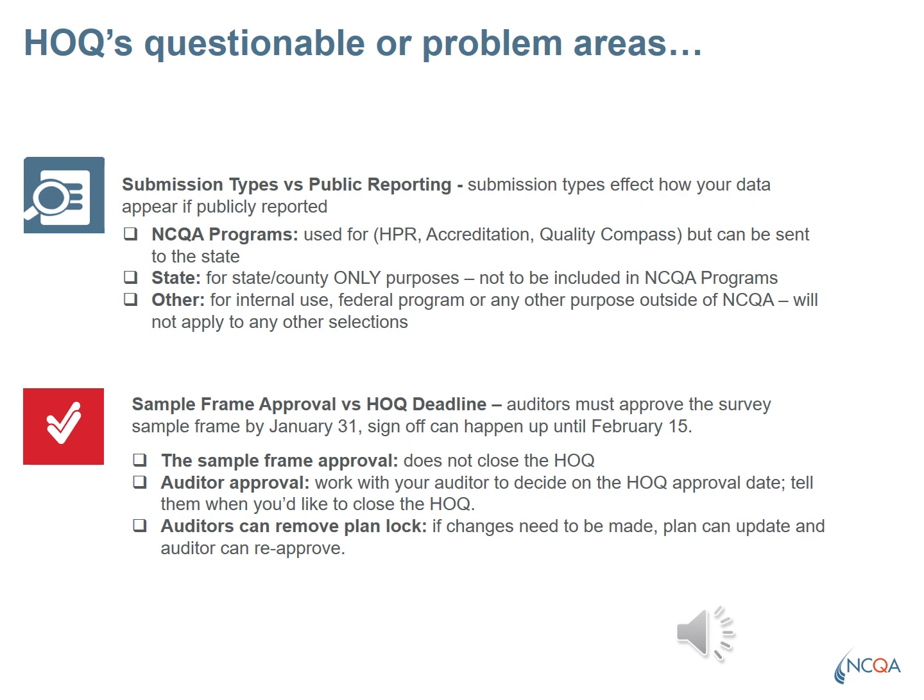For those that were state submissions, we only use those for state and county. Those aren't included. Others, basically for your internal use or federal programs, those type of things. Those selections, as I said, will not be used to be publicly reported. And of course, it's up to each plan to decide whether or not they want to be publicly reported. But in general, it's an NCQA program submission that has no special project and no special area. So it's what we call a none submission with the NCQA programs.